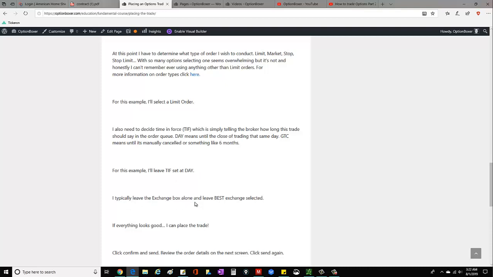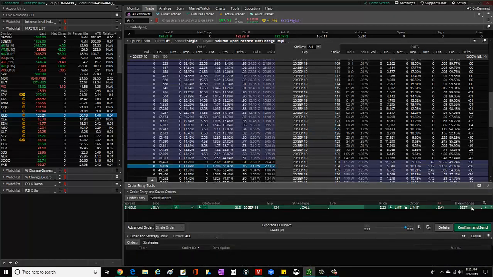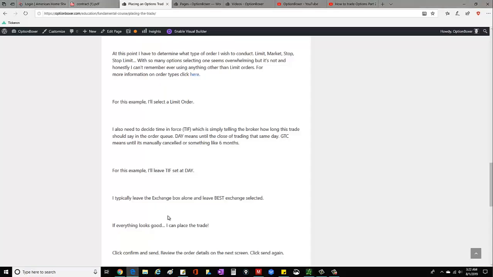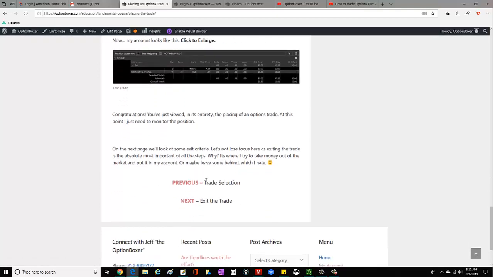I typically leave the exchange box alone. I'm not sure why you would ever want to change this box here. You can select the different exchanges, but I've never in my trading experience changed that box, though there might be a reason at some point that you would want to, and you could certainly feel free to do that. So in this example, you can see I bought the call option that we've been talking about, and so now we'll go ahead and look over here at exiting the trade.